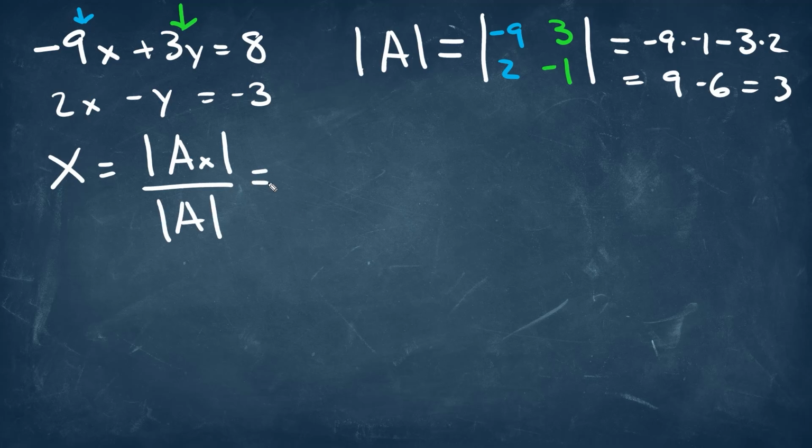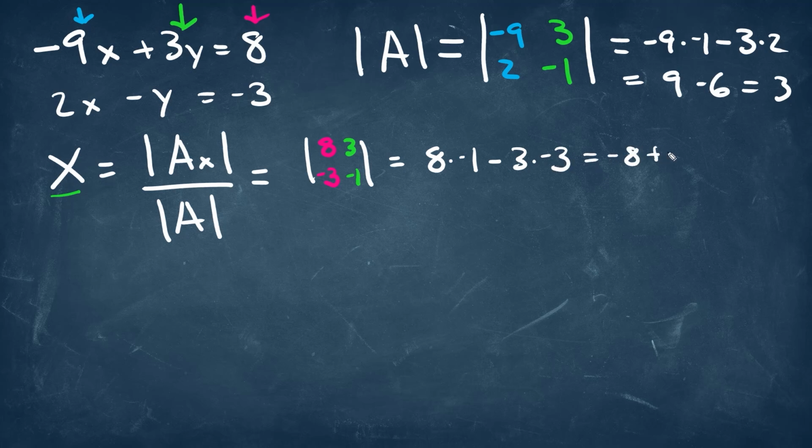This is going to be equal to the determinant of our numerical values of 8 and minus 3 and our y values of 3 and negative 1. Again, the columns are reversed for when you're figuring out x. You'll start with your numerical column, and then you'll go with your y value column. If we simplify this, we're going to get 8 times negative 1 minus 3 times negative 3. This is going to give us negative 8 plus 9, which is equal to 1, over our determinant of A, which we figured out was 3. So our answer for x will be 1/3.